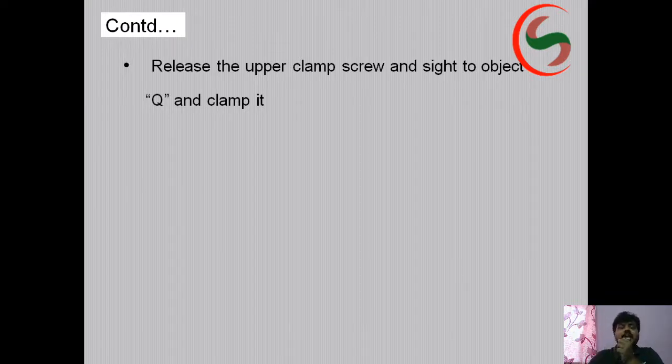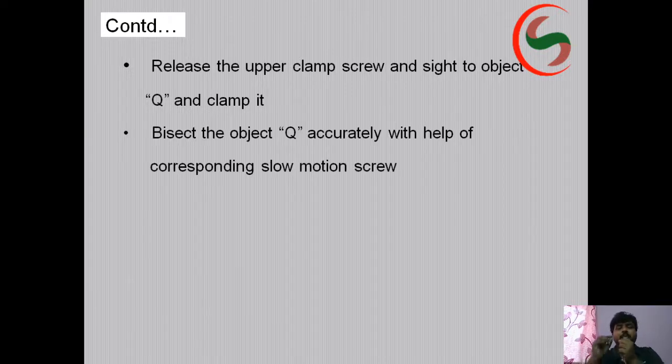Now by using the tangent screw, that is the slow motion screw, you bisect exactly the point Q. Because the upper clamp has been used, the reading will change. The reading changes because vernier A0 moves towards Q from point P. At point P, it coincided with main scale reading 0. The angle it has moved is the angle at which vernier A0 will coincide on the main scale.